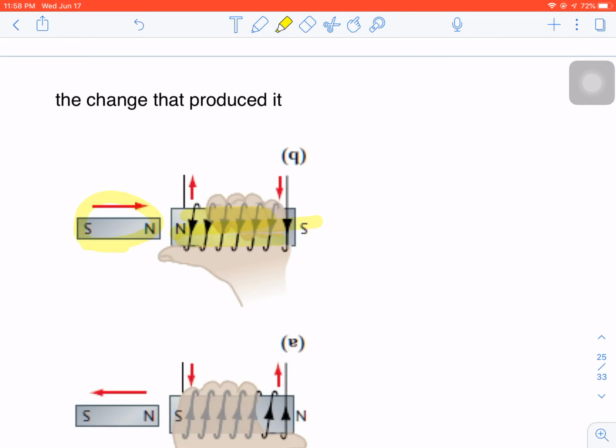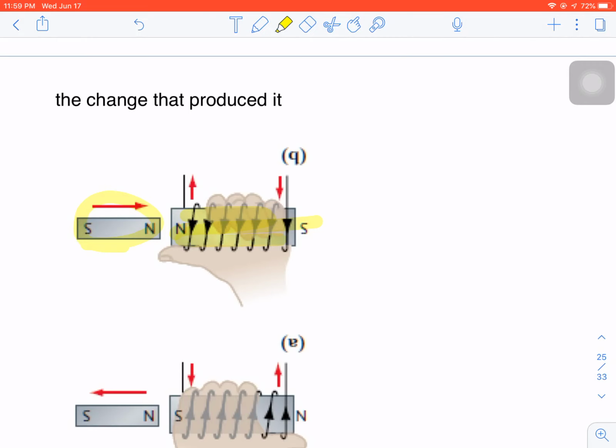Once it's in there, the electrons stop moving. But if I pull it back out again, the electrons will be induced to move again. So every time the magnet is moving past the coil, either into or out of the coil, it's going to cause the electrons to move. As it's going in, it causes the electrons to move in one direction, and as it's coming out, it causes electrons to move in the opposite direction.